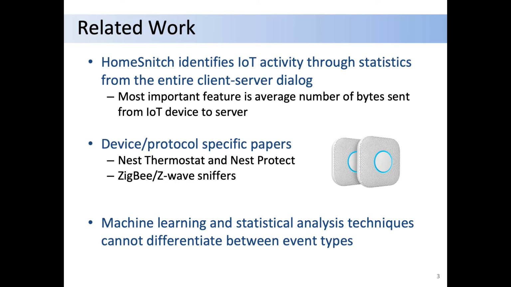So first of all, a little bit of related work before I talk about the PingPong system itself. HomeSnitch was a paper that identified IoT activity through statistics from the entire client-server dialogue. Something important to note is that the most important feature they determined was the average number of bytes sent from the IoT device to the server. And as we'll see, PingPong also uses the number of bytes in a packet as the most important feature. There are other papers that are specifically for a single device, such as the Nest Thermostat, Nest Protect, or for Zigbee and Z-Wave. And a lot of the other papers use machine learning and statistical analysis techniques which cannot differentiate between different event types.